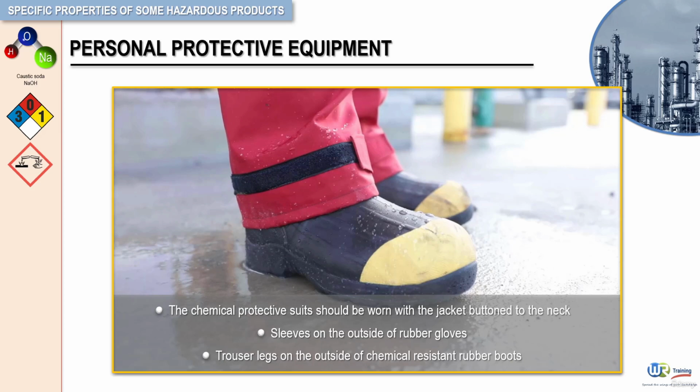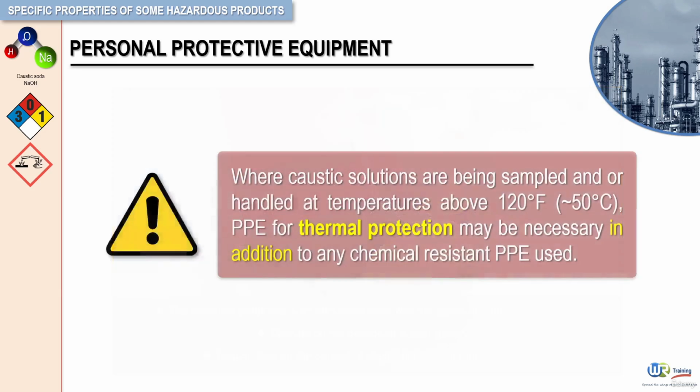Where caustic solutions are being sampled and/or handled at temperatures above 120 degrees Fahrenheit, PPE for thermal protection may be necessary, in addition to any chemical-resistant PPE used. So remember to always contact a safety supply provider or a PPE manufacturer for proper PPE selection. Use of protective equipment reduces the possibility for exposure. However, there are other precautions that can be taken to reduce the likelihood of injury should an exposure occur. This will be covered in the next video.